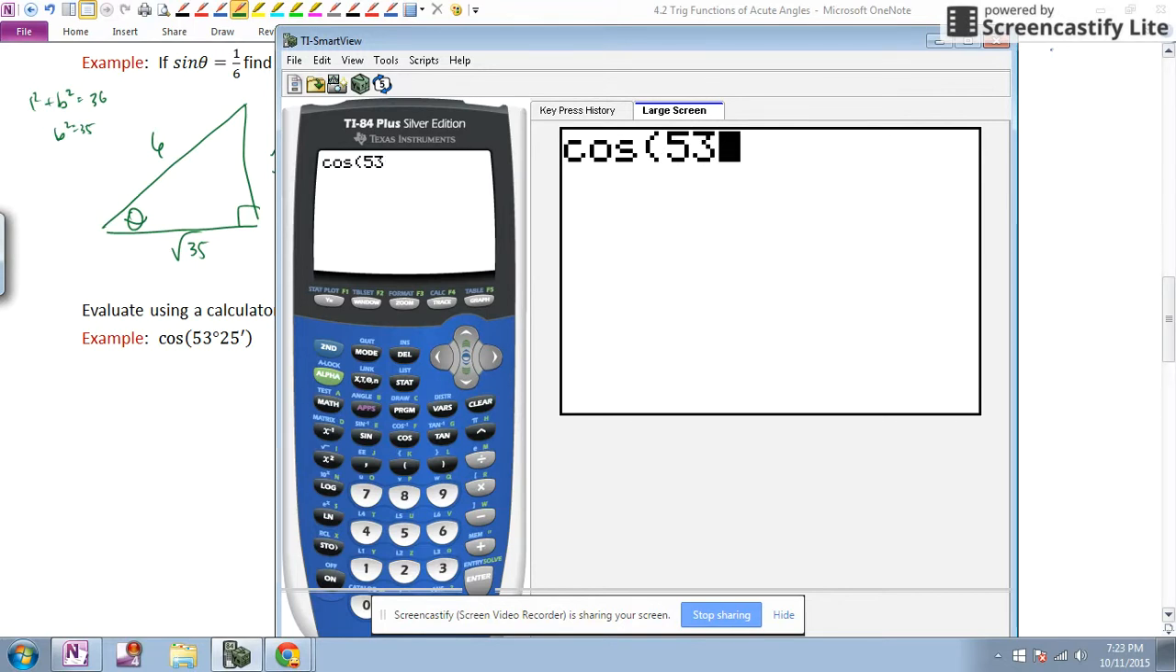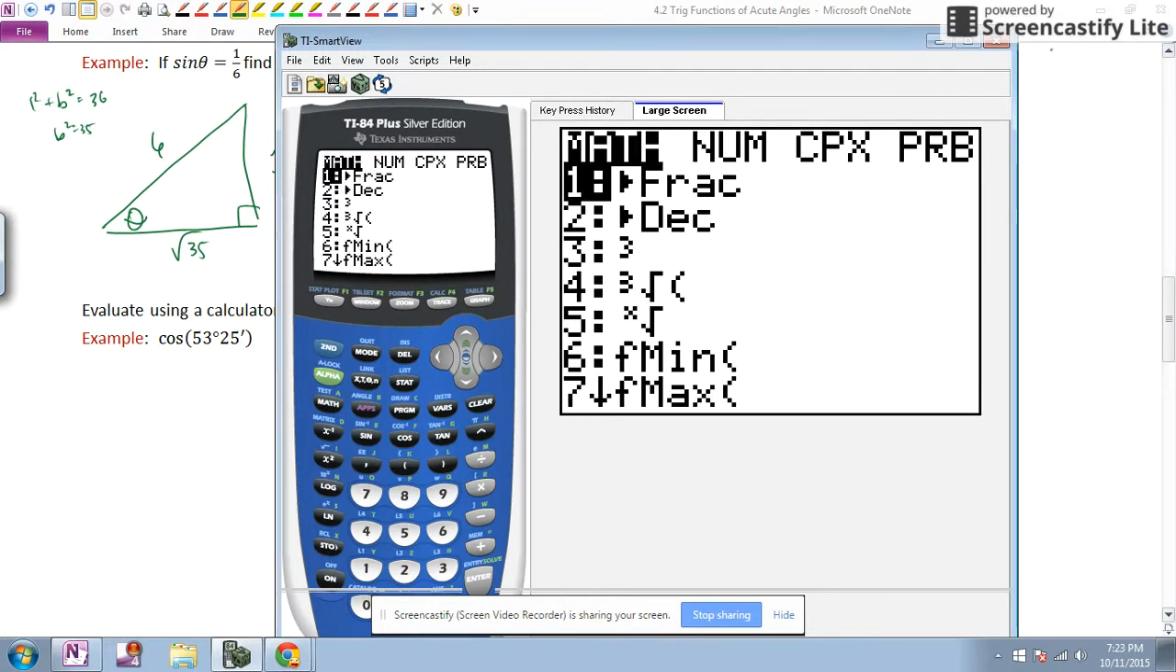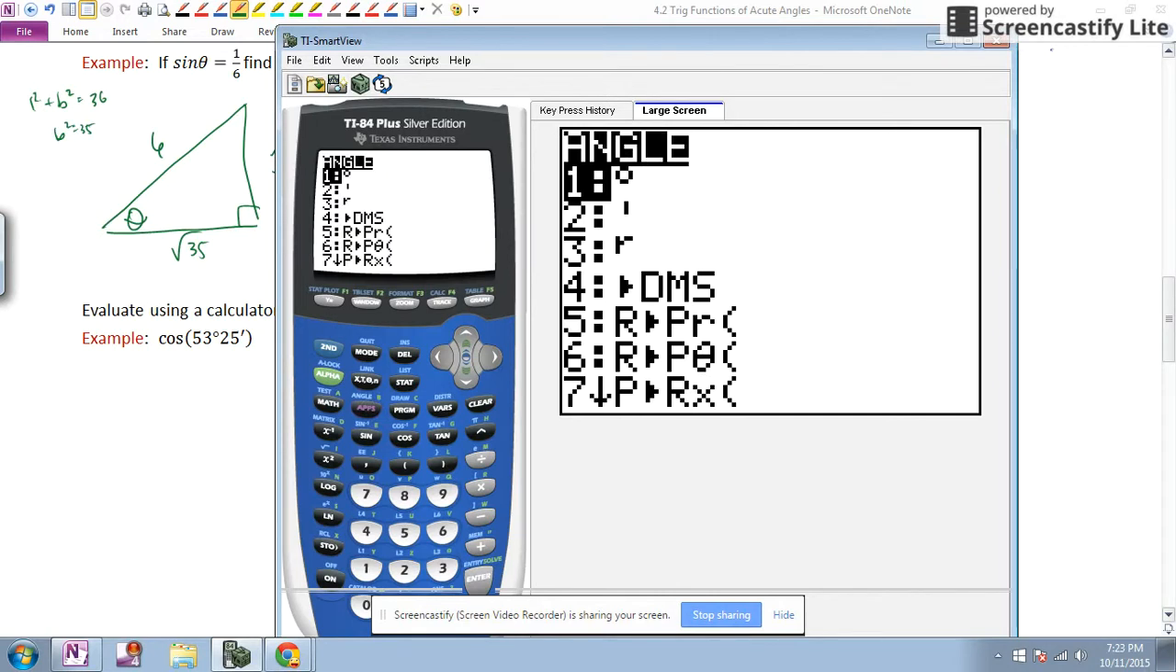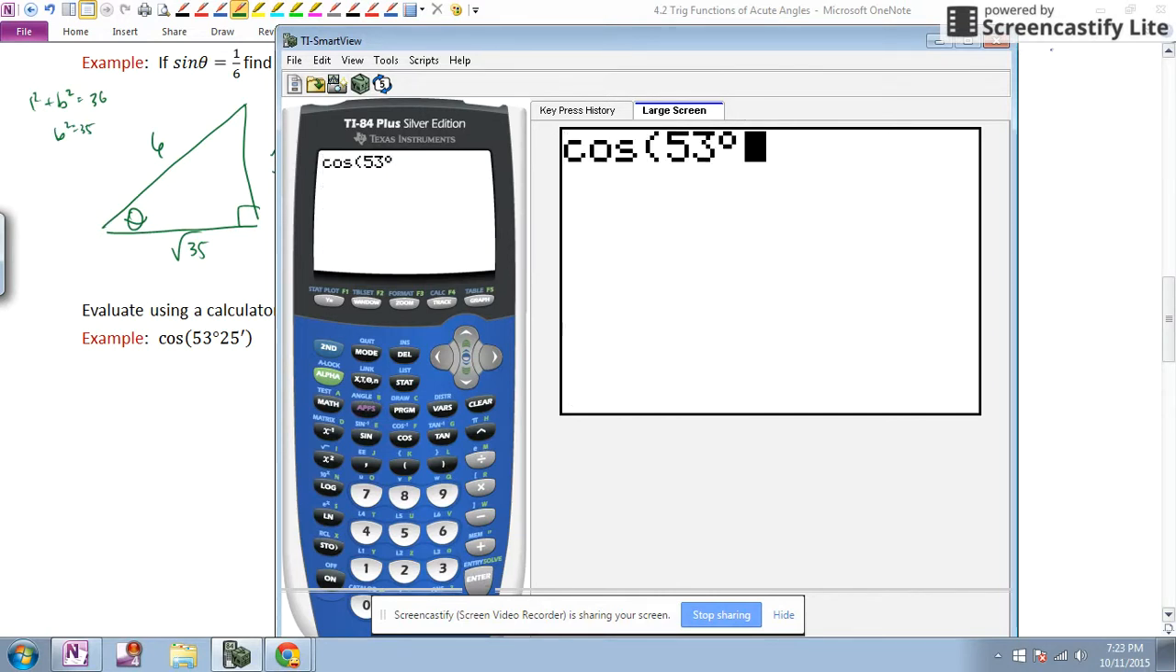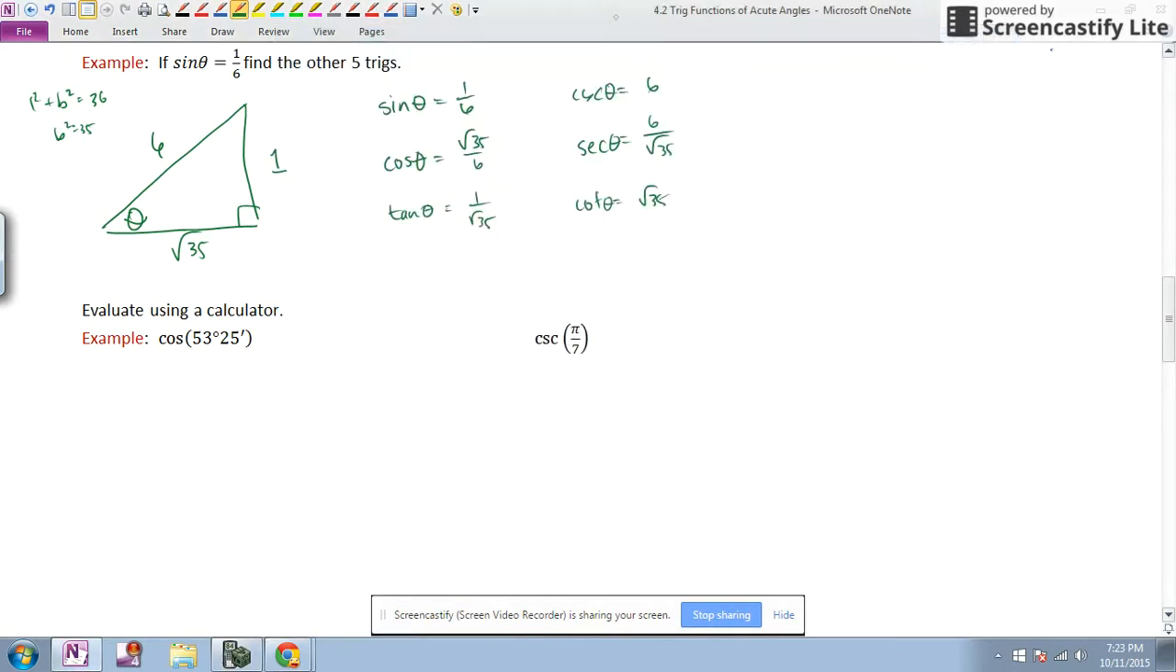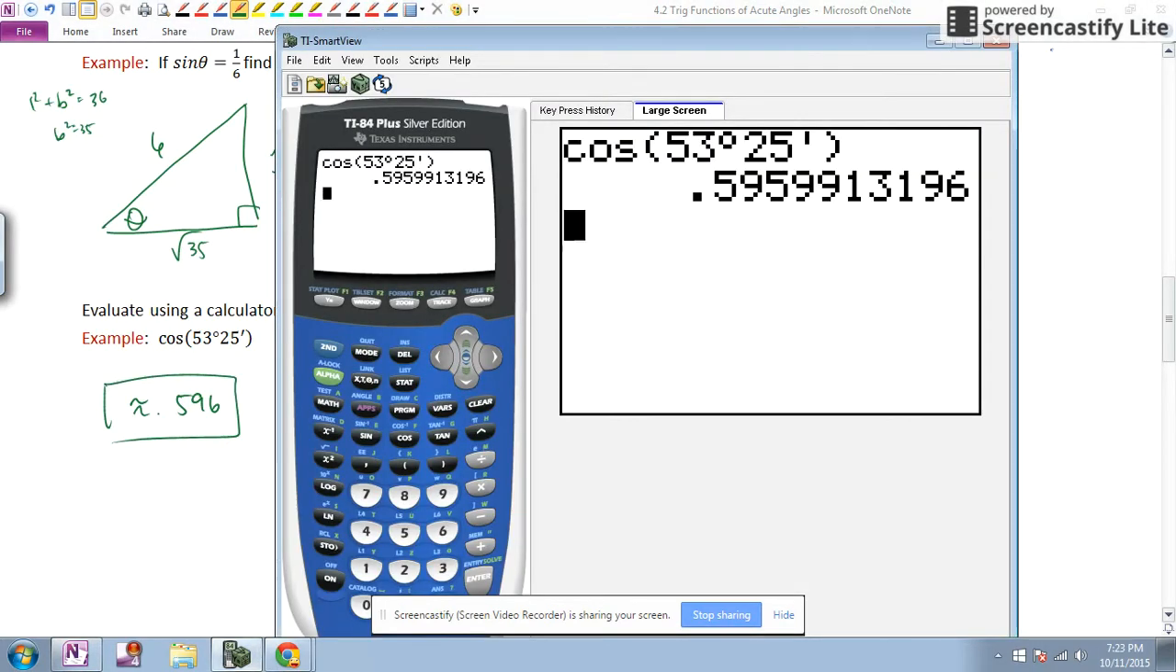Now where the heck is that angle button? Oops, there it is. Second apps angle 53 degrees 25, and then I think I have to go in that angle one more time, minutes, and I can close my parenthesis and boom, do the best you can, right? 0.596 with a little bit of rounding, so it's approximately equal to 0.596. Boom, right?